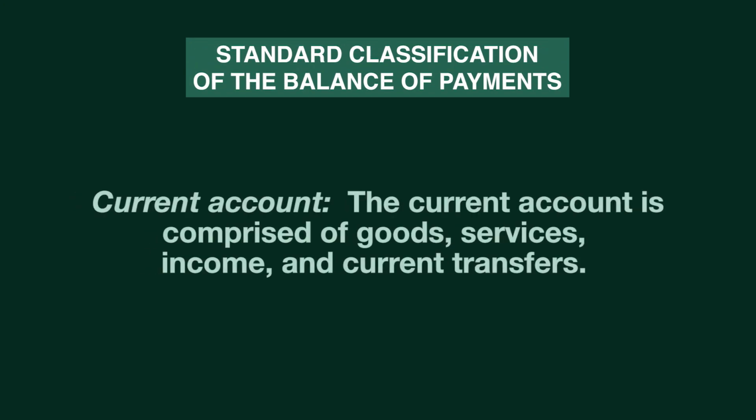We will move on and talk about some important classifications of balance of payment. The chief classifications are of two accounts that we are going to focus on. One is the current account, and the second is the capital and financial account. Now, what is a current account? Current account comprises goods, services, income, and current transfers.